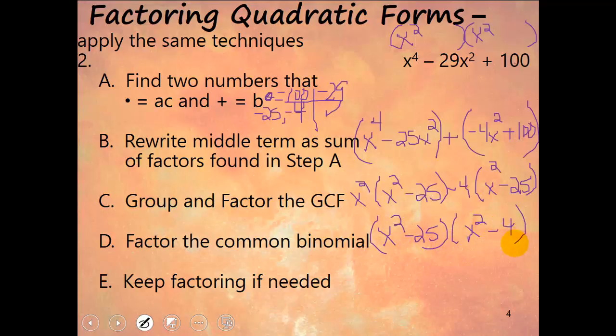Now notice this is a difference of squares. Both of them are. x squared's perfect, 25's perfect. x squared's perfect, 4's perfect. Difference of squares. So I get x plus 5. This is your difference of squares shortcut. x minus 5. And then x plus 2 and x minus 2. Just like that. Okay?